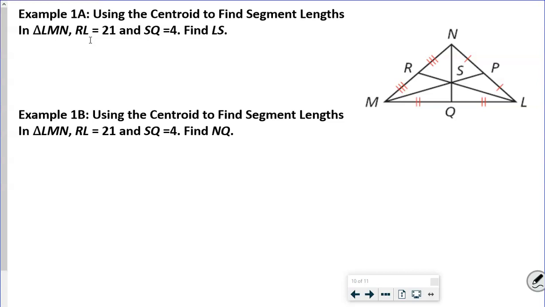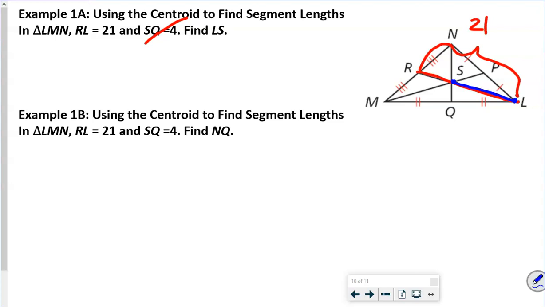It says this whole length right here, RL, the whole thing, y'all, is 21. Okay? And then it says SQ is 4. Find LS. Well, we don't really need the SQ for this part we're doing right now. But it's asking us to find LS, okay? So it's asking us to find this length right here from the vertex to the centroid, okay? So this is the part of that whole line of 21 that we're going to find.